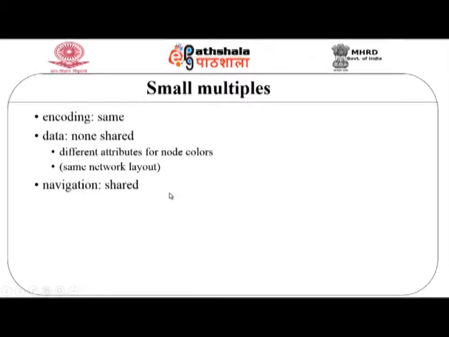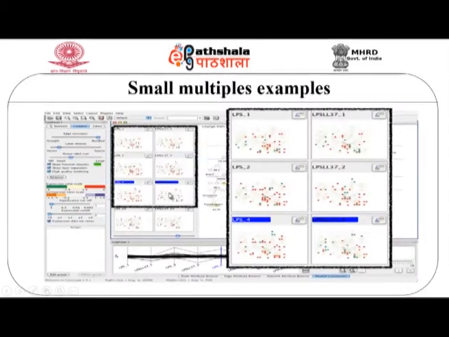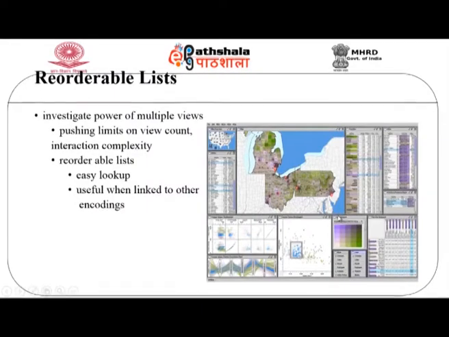The same as that of the network layout, and the navigation is a shared navigation. So this is an example of small multiples. Here we can see the overview as well as a detailed part.